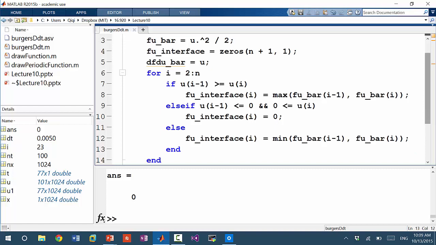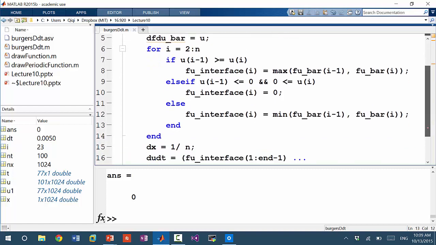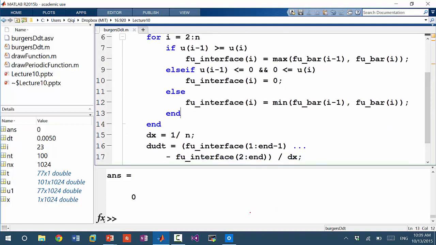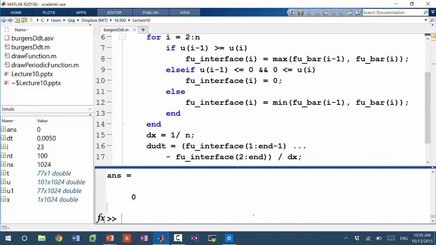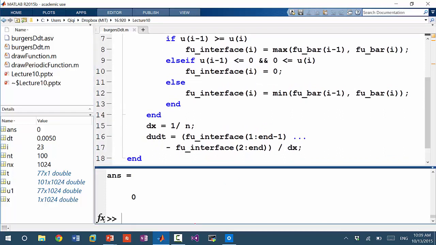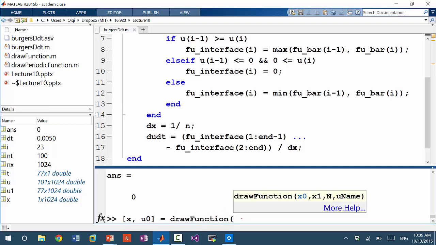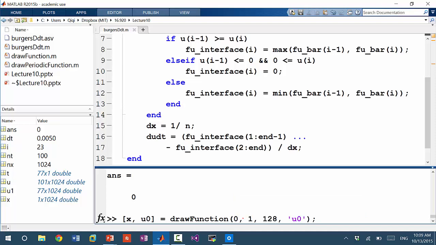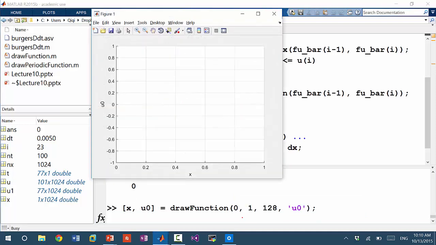All right. I think we have it. So, do we remember what we did? Okay, so let's actually x and u0 is equal to draw function. How do I use draw function? Okay, so x0, 0, 1, let's say 128, u0. So that gives me the opportunity to draw a function.